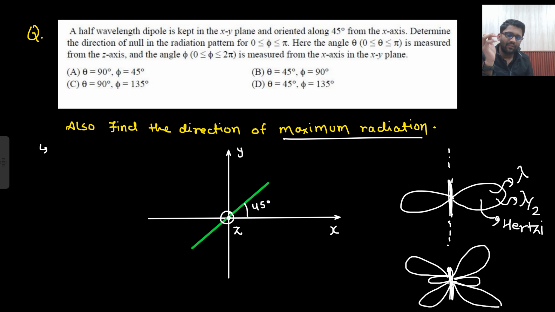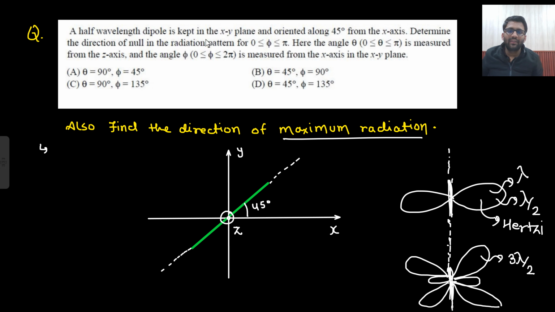So you noticed one thing. Which thing? That always in the direction of the antenna there were nulls. Wherever the antenna is kept, it will have a radiation pattern like this, but along the axis of the antenna there will always be nulls, right? This was for 3 lambda by 2. So along the axis of the antenna, no matter what the length is, there will always be nulls.